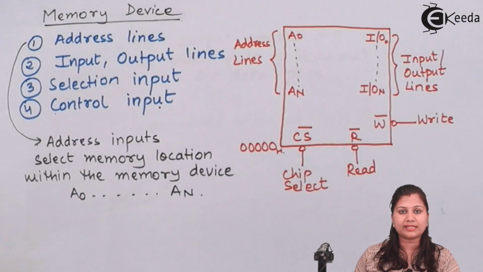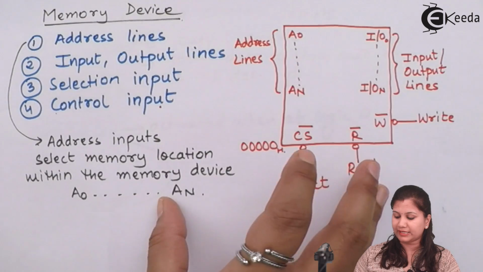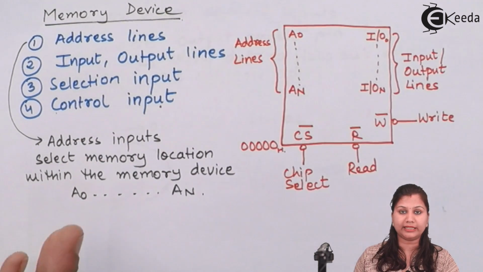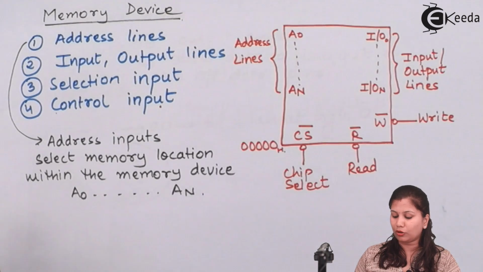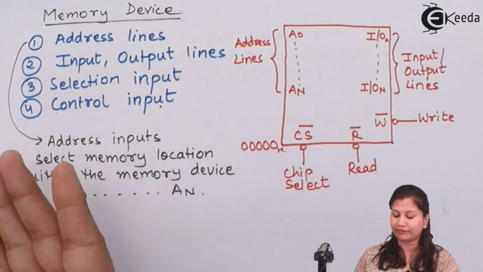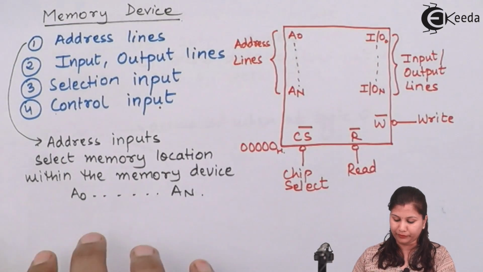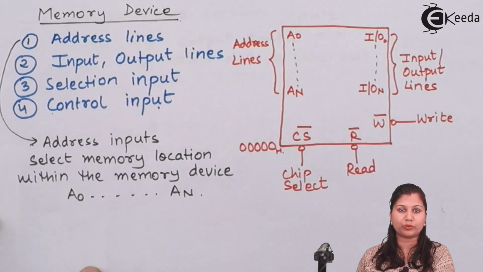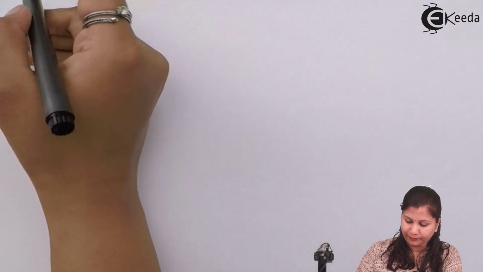So if we see this memory device, it will have these components: address lines, input output lines or the data lines, chip select signal or the selection input signals, and the control input. Now whenever the microprocessor is interfaced with the memory device, what are the steps that are taken? Let's see this.